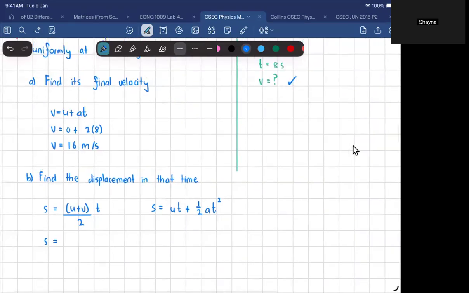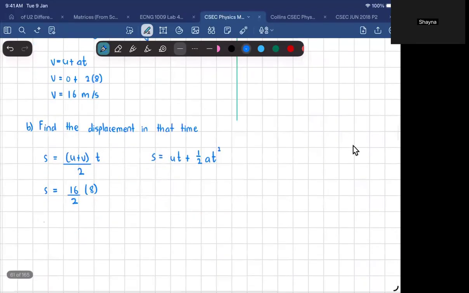So U is 0, V is 16, so 16 over 2. Now it will work out. 16 over 2, right? And the time is 8. 16 over 2 is 8. 8 by 8 is 64.